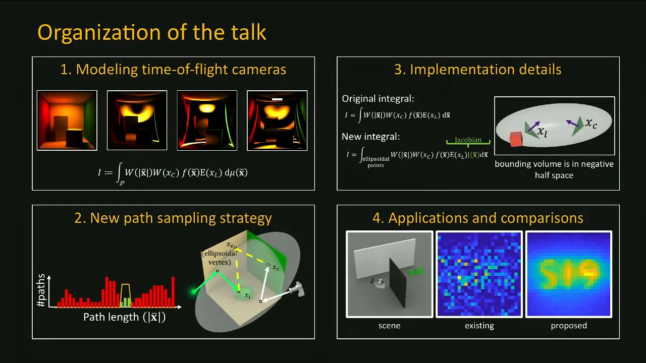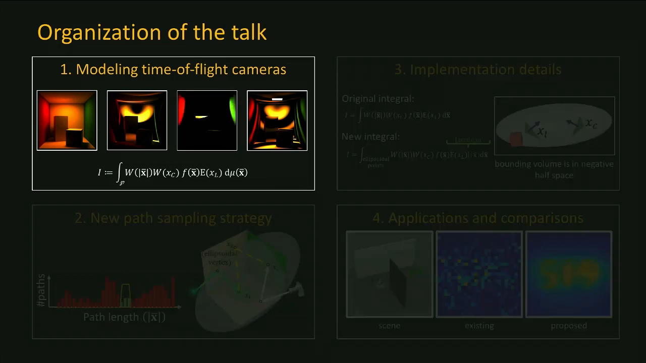In the rest of the talk, I will go over the path integral model for time-gated and other time-of-flight cameras to highlight both the differences and also the challenges of time-gated cameras compared to the other time-of-flight cameras. I will then describe a new path sampling strategy that is specifically tailored for time-gated rendering. I will discuss some details such as the mathematical machinery and the acceleration algorithms developed for this new path sampling strategy. And finally, I will show some applications of the renderer we built and compare with existing path sampling strategies. Let's start with the first point.